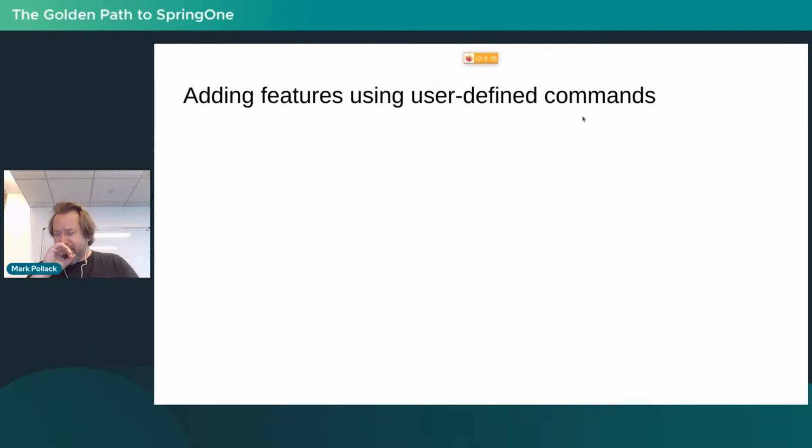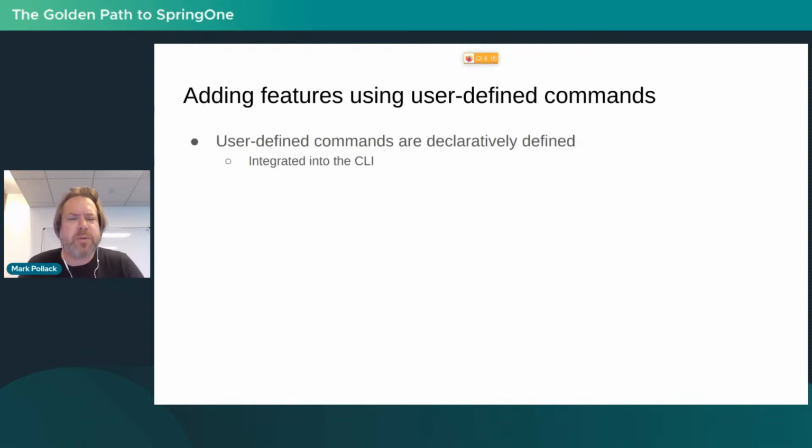User-defined commands: this is a little bit more JHipster-like, if you will, but I think you'll see there's a bit of a different twist. User-defined commands are declaratively defined, so it's easy for you to bring them. They're just a bunch of files. And what they do is integrate tightly into the CLI itself. Again, there are some actions that you take over and over again, similar to the JavaScript ecosystem, where you might need a component or you have a template for a feature, package by feature.